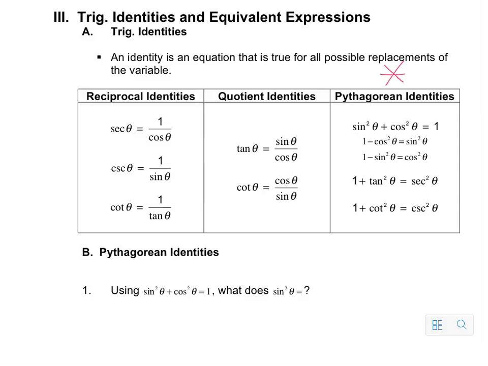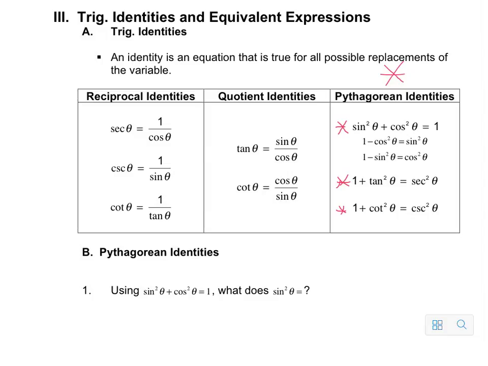There are three identities. The first one is sine squared of theta plus cosine squared of theta equals 1. That's basically your main identity. And then the other two are 1 plus tangent squared of theta equals secant squared of theta, and then 1 plus cotangent squared of theta equals cosecant squared of theta. The two below the top one are just manipulations of the top one by trying to get sine squared of theta by itself or cosine squared of theta by itself.